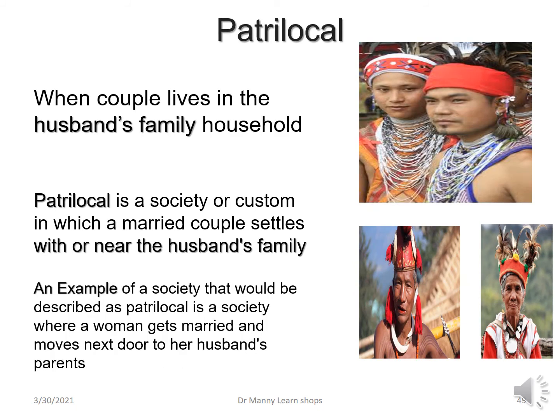In a patrilocal, this is when the couple lives with the husband's family. Patrilocal is a society or custom in which the married couple settles with or near the husband's family. An example of a society that would be described as patrilocal is the society where a woman gets married and moves next door to her husband's parents.